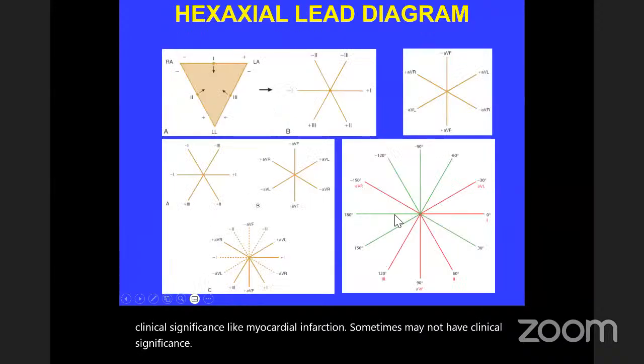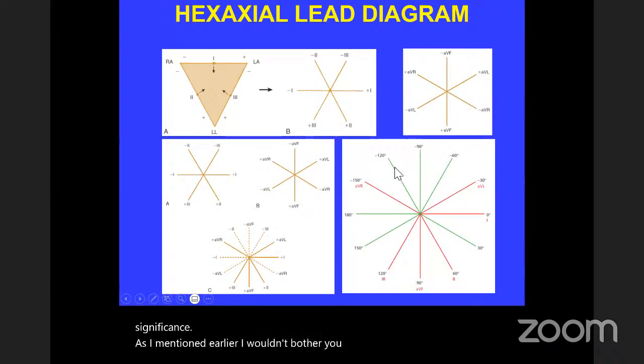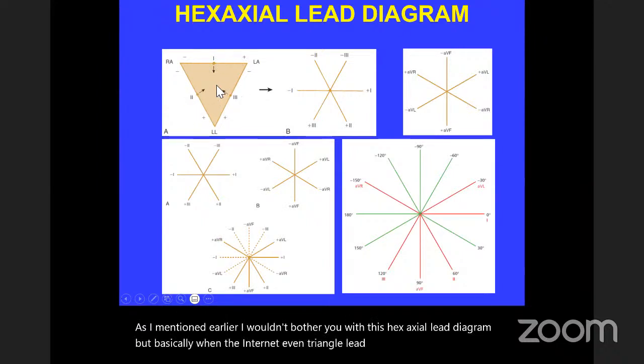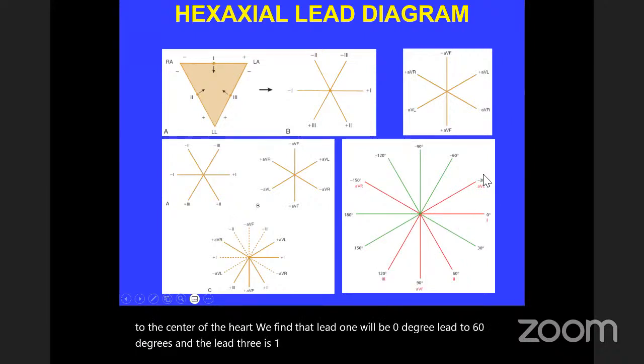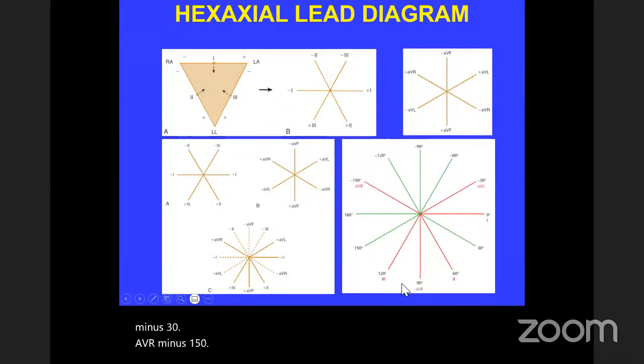As I mentioned earlier, I wouldn't bother you with this hexaxial lead diagram, but basically when the Einthoven triangle leads 1, 2, 3 are taken to the center of the heart, we find that lead 1 will be 0 degrees, lead 2 60 degrees, and lead 3 is 120, and as I mentioned earlier, AVL minus 30, AVR minus 150, and AVF is 90 degrees.